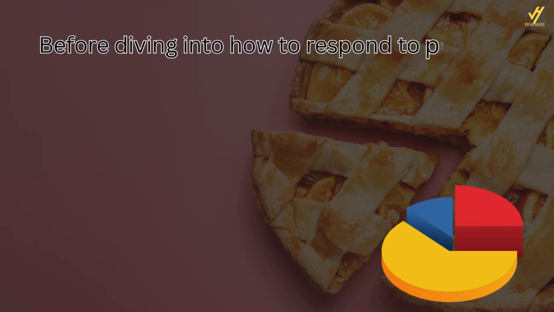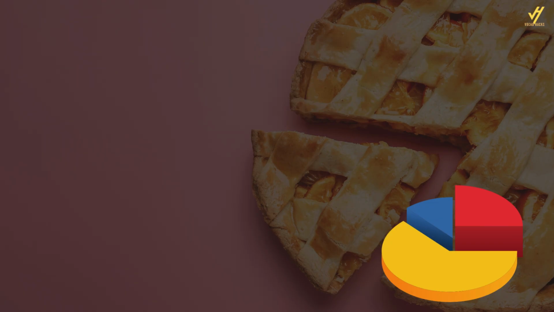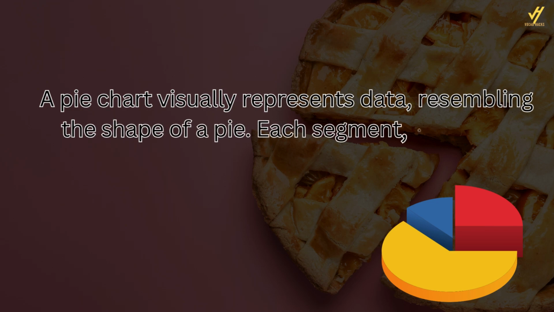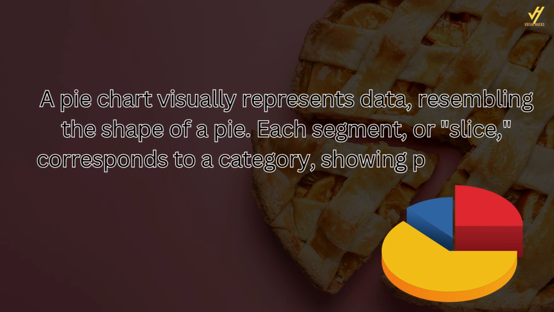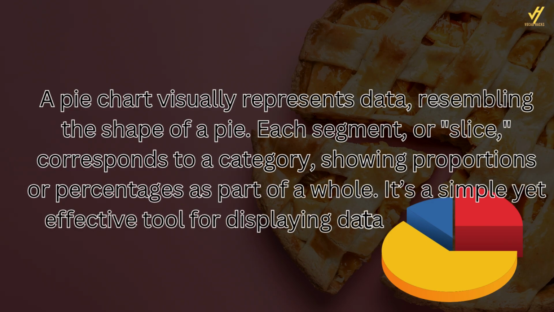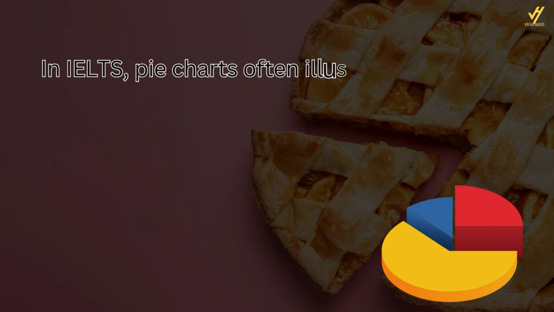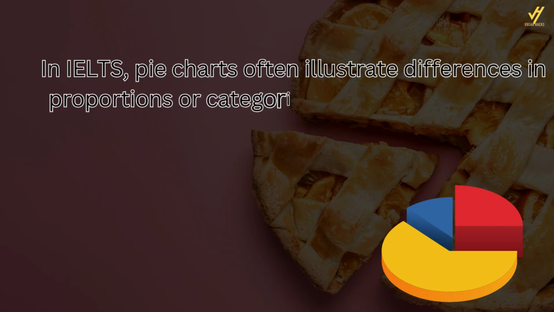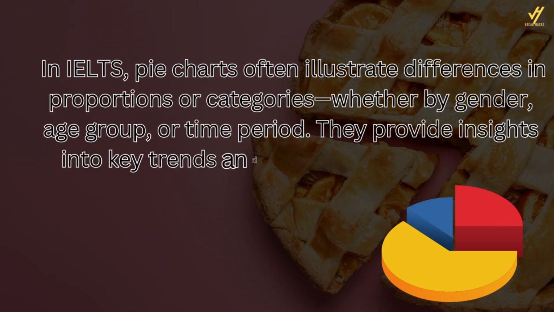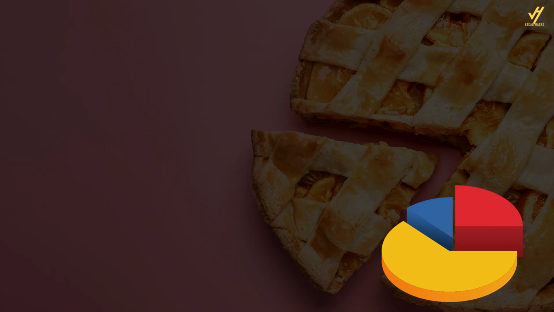Before diving into how to respond to pie charts, let's first understand what a pie chart is and go over some basic tips. A pie chart visually represents data, resembling the shape of a pie. Each segment, or slice, corresponds to a category, showing proportions or percentages as part of a whole. It's a simple yet effective tool for displaying data comparisons. In IELTS, pie charts often illustrate differences in proportions or categories, whether by gender, age group, or time period. They provide insights into key trends and patterns that need to be highlighted in your analysis.